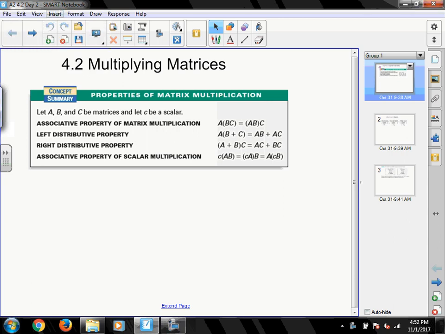All right, welcome back to Chapter 4. We're going to stay in Section 4.2, talk about multiplying matrices.